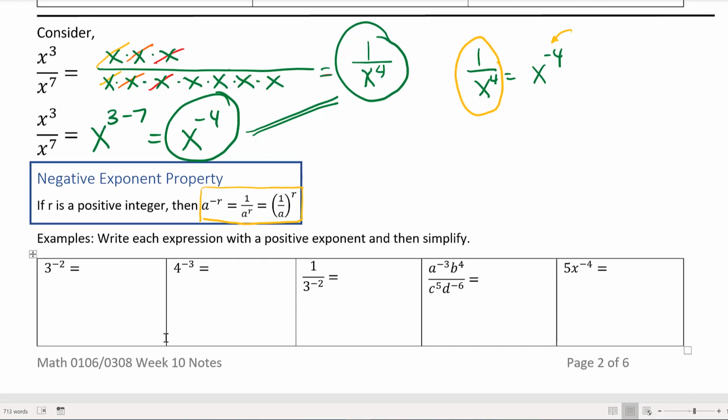So we have 3 to the negative 2. I can rewrite this as 1 over 3 squared, which in turn turns into 1 over 9, because the negative in the exponent tells you to put it in the denominator. So 4 to the negative 3. We don't like negatives in the exponent, so that tells me to move it down to the denominator, because that's what the rule says. And then 4 cubed, that's 1 over 64.